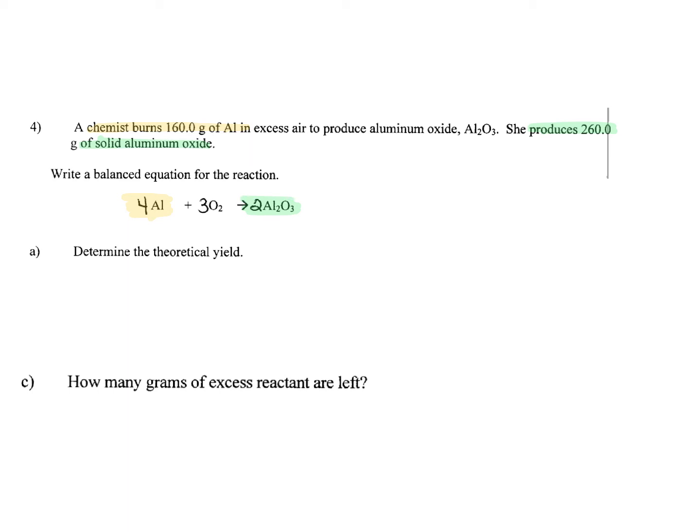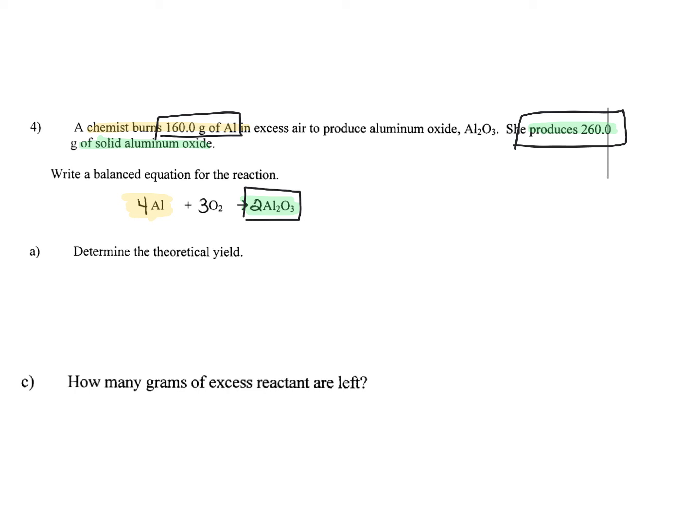It says to determine the theoretical yield. So what that means is how much of the aluminum oxide should get produced from 160 grams of aluminum. This is how much was actually made, but that's not always necessarily 100% yield and exactly the amount that's supposed to be produced.